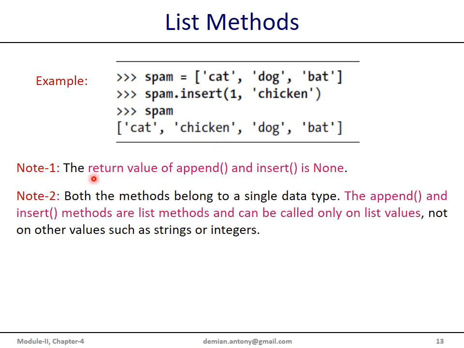Note that the return value of both these methods, append and insert, is None, and both methods belong to a single data type, that is list. It means that append and insert are list methods and can be called only on lists, not on other values such as strings, integers, tuples, etc.